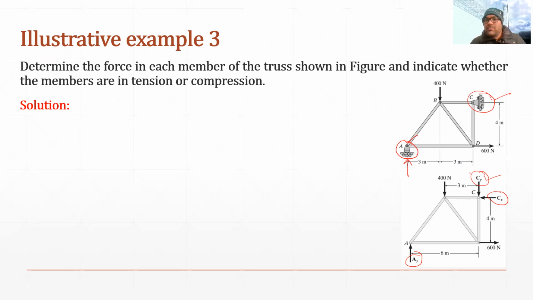In this diagram, you can see none of the joints can be taken first, because all the joints have more than two unknown members. Like if we consider joint A, two members are unknown, but at the same time the third reaction force is also unknown. Similarly, joint D cannot be taken, joint C cannot be taken, joint B cannot be taken. That is why our first step is to find out the reactions.